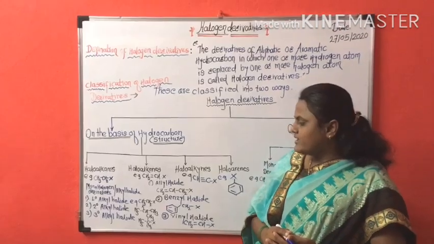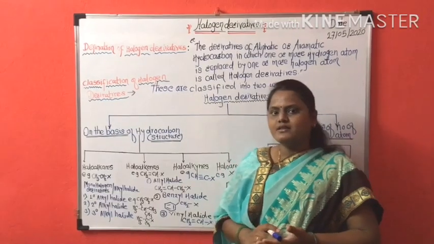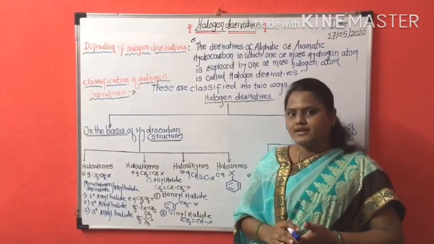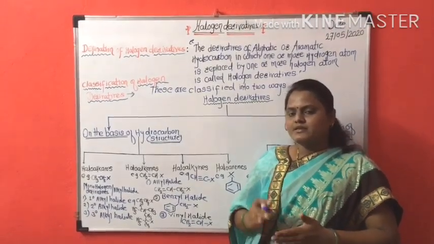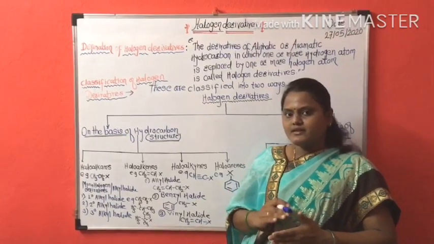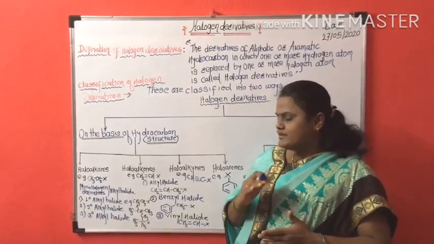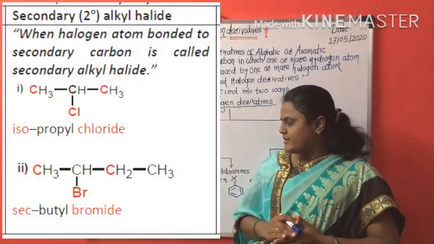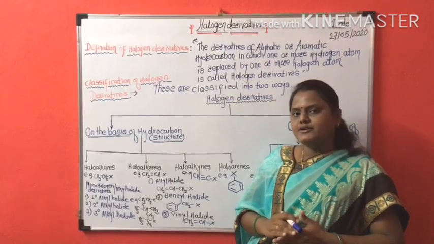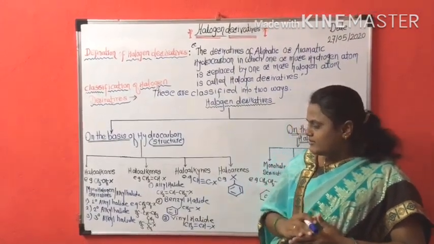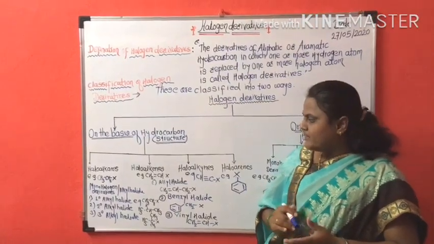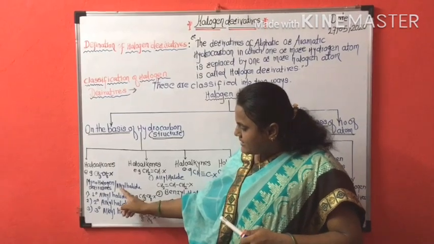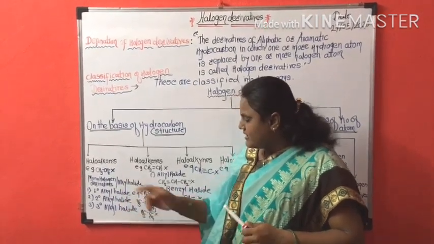In 11th standard, we have studied what a primary carbon atom is. The carbon atom which is attached to one other carbon atom is called a primary carbon atom. What is a secondary carbon atom? The carbon atom which is attached to two other carbon atoms is called a secondary carbon atom. And a tertiary carbon atom is the carbon atom which is attached to three other carbon atoms. So these haloalkanes are classified into primary alkyl halide, secondary alkyl halide, and tertiary alkyl halide.